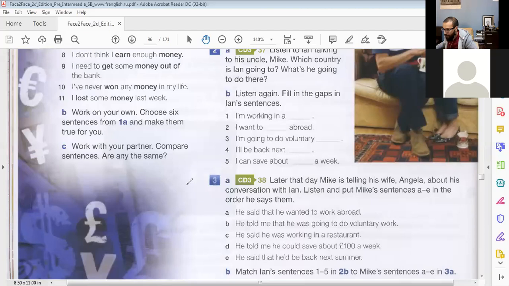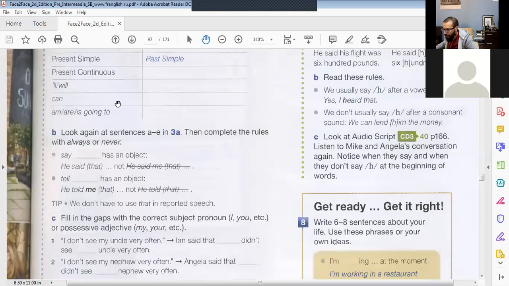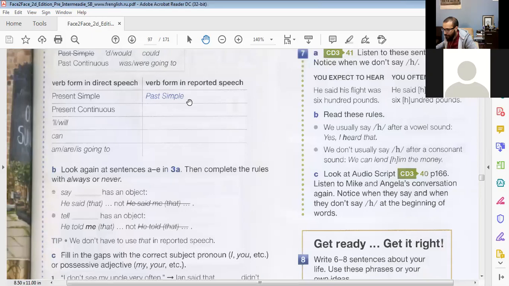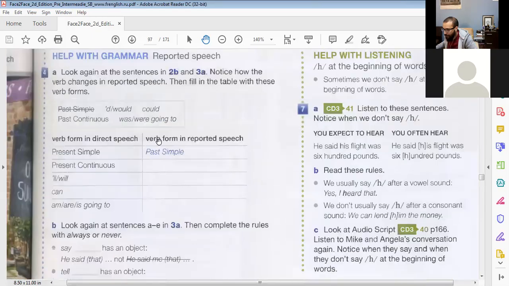When his uncle said it to his wife, what happened? Can you see how the present changed to past? Do you see it, Samiha? Change it to past simple. Exactly. Want became wanted. So this is the first rule. This is rule number 1. Whenever direct speech has present simple, when you report it, you have to change to the past simple. Do you get the idea? Is it clear?